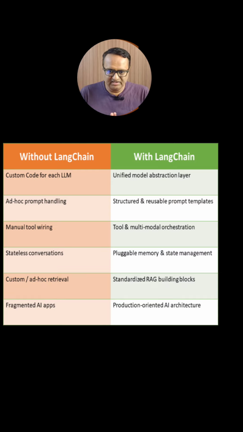What is the advantage of using LangChain in creating any digital worker? First one is the unified model abstraction layer. Basically, we can connect to any LLM very easily. Changing from one LLM to another, from ChatGPT to Gemini or to Claude, is very easy. Second is structured and reusable prompt templates. It has very good prompt templates to give very good desired outputs.